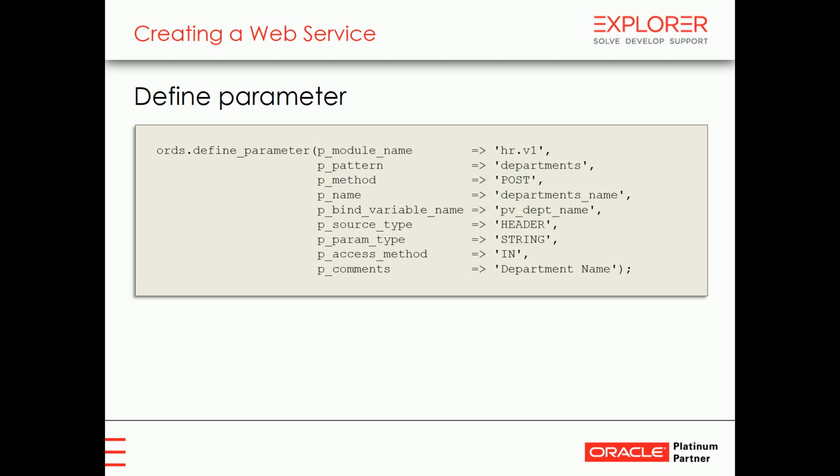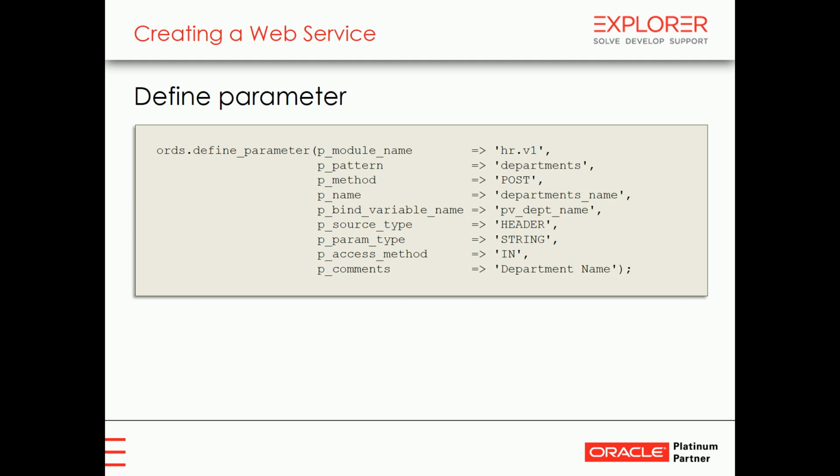The final step is to define any parameters specified in the handler. In this example, I've used a parameter called pvdepName in a post method handler for the department's template. The bind variable name is the name we used in the handler, and the name is how it will be referenced when calling the web service. These do not have to be the same.